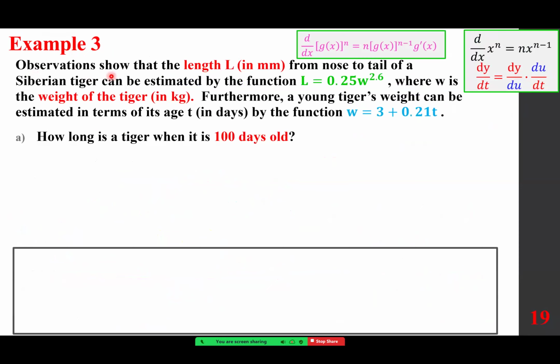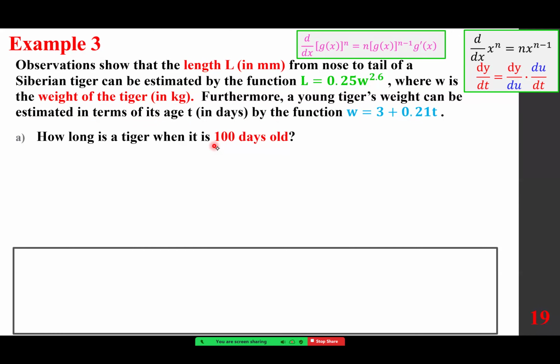Example 3. Observations show that the length L in millimeters from nose to tail of a Siberian tiger can be estimated by the function L equals 0.25 W to the power of 2.6, where W is the weight of the tiger in kilograms. Furthermore, a young tiger's weight can be estimated in terms of its age t in days by the function W equals 3 plus 0.21 t. How long is a tiger when it's 100 days old?